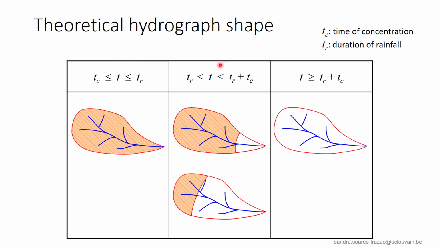Then, when the rain stops, the flow continues at the outlet until the complete emptying of the basin. Remember that the most remote drop of water takes a time Tc to reach the outlet. So, until a time equal to Tr plus Tc, flow can be observed at the outlet.